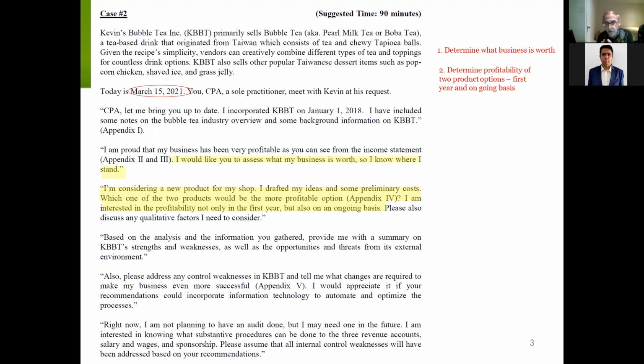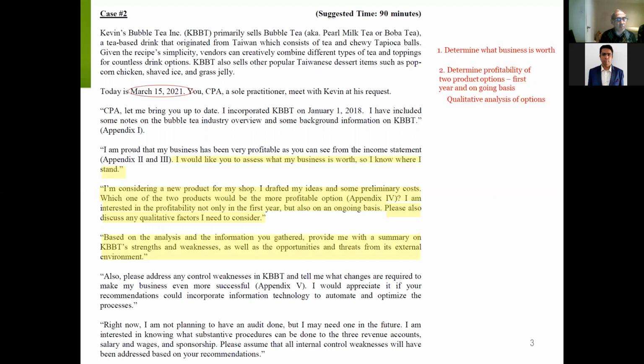We're told explicitly to consider the first year separately from future years. So it's going to be very important to look at the first year profitability and then look at profitability on an ongoing basis from the second year and onward. We're told at the very end of the paragraph, please also discuss any qualitative factors I need to consider. So it'll be very important to deal with both the quants as well as the qualitative.